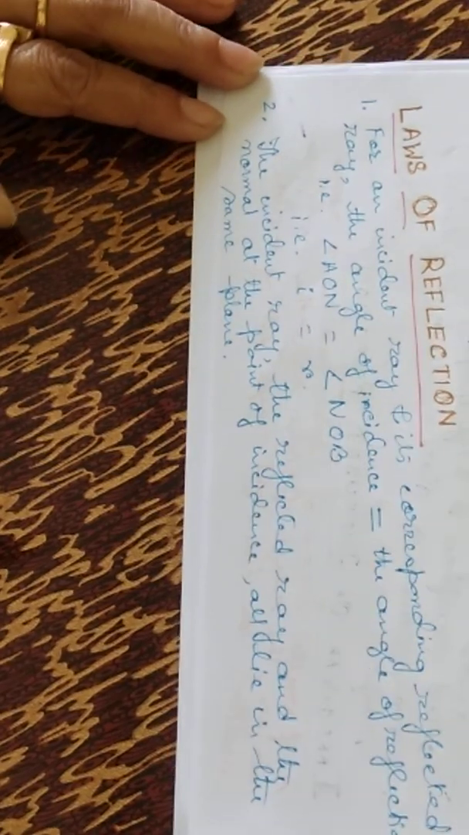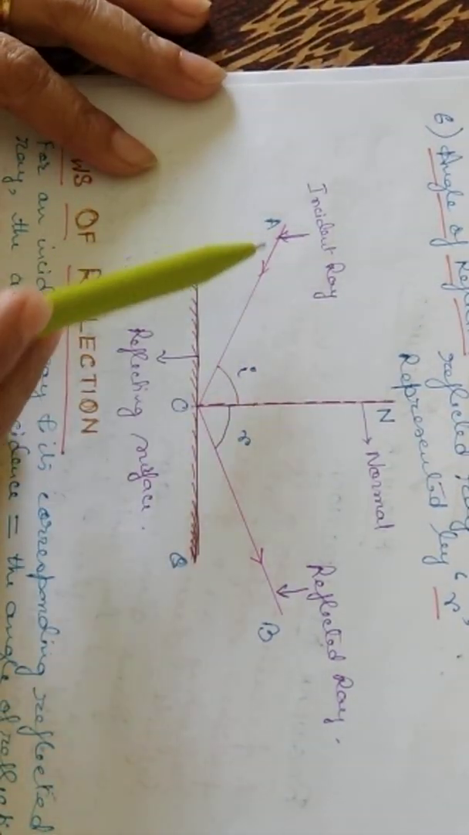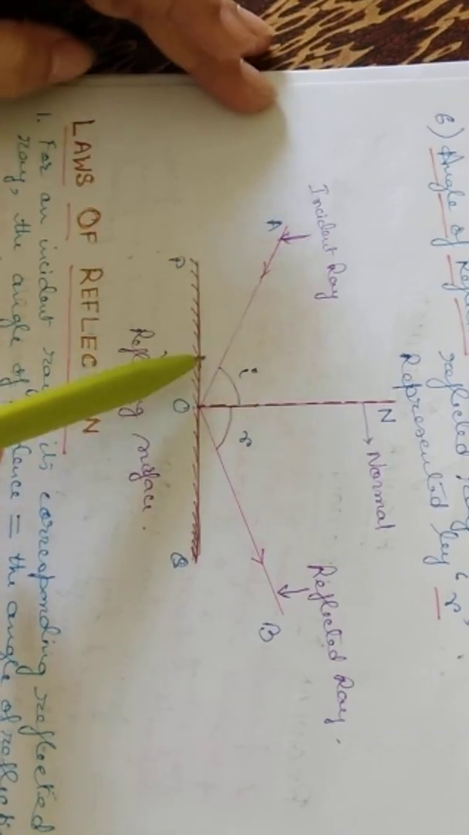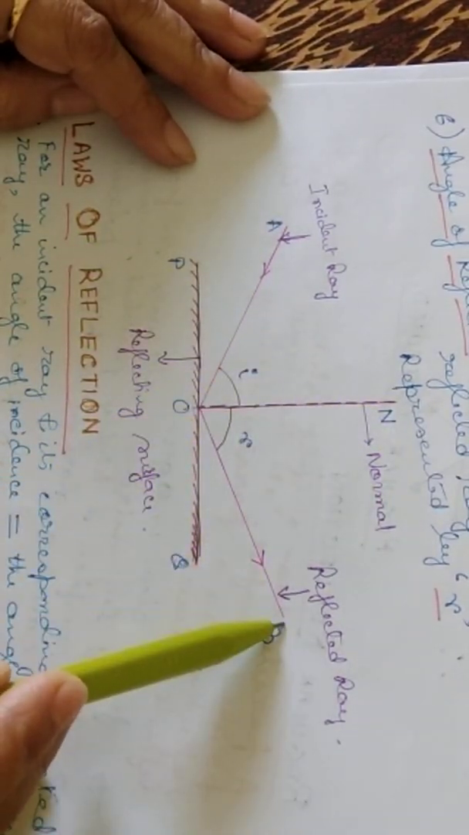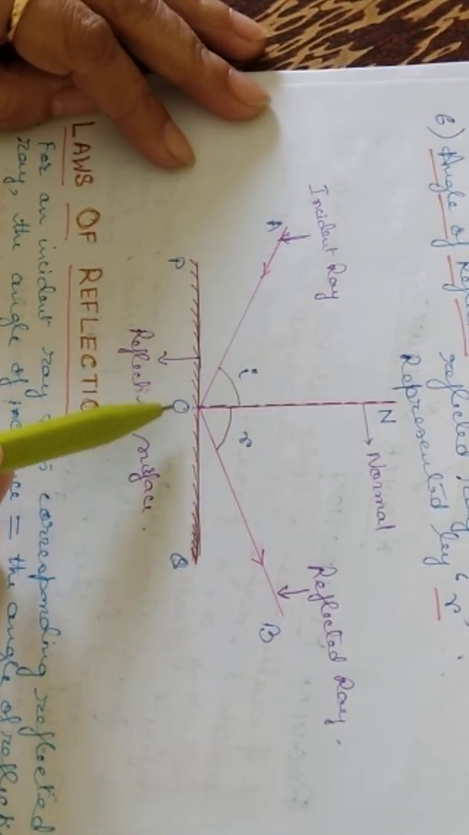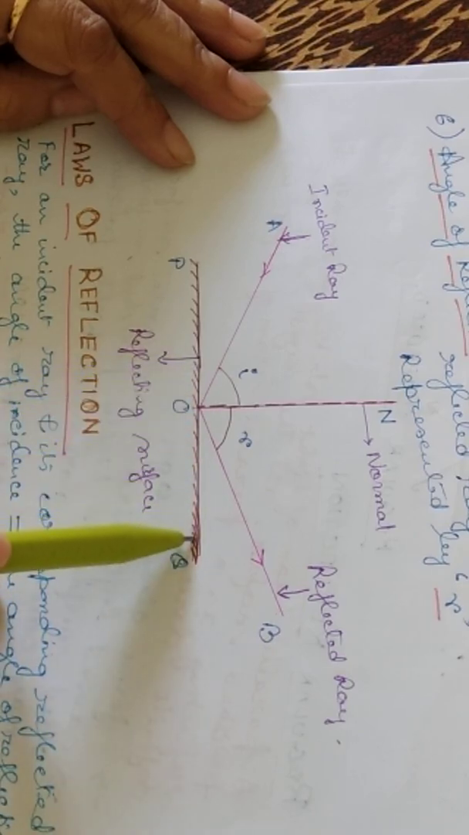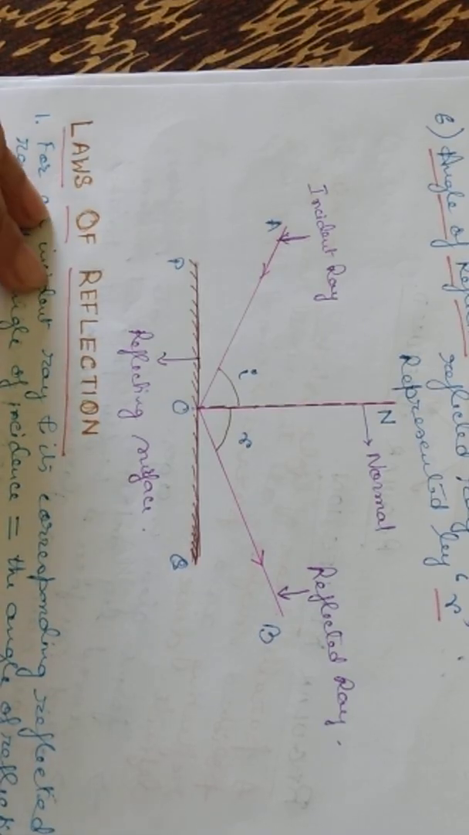Then the second law states that the incident ray, the reflected ray and the normal at the point of incidence all lie in the same plane. Here, again we come to the figure. We see that the incident ray, the normal and the reflected ray at the point of incidence all lie in the same plane. This is the second law of reflection.